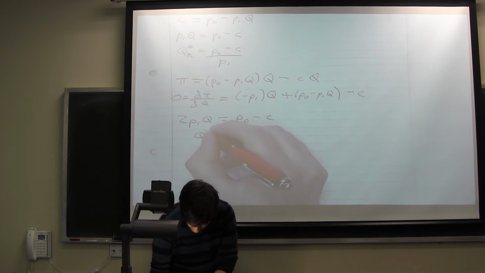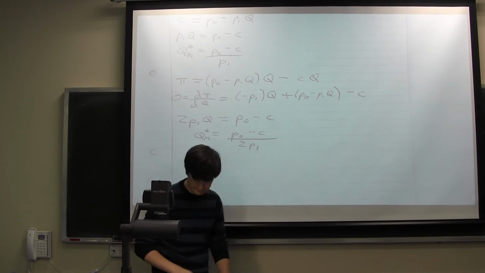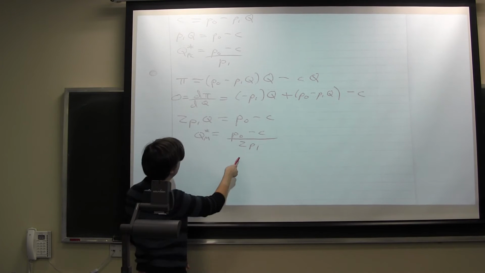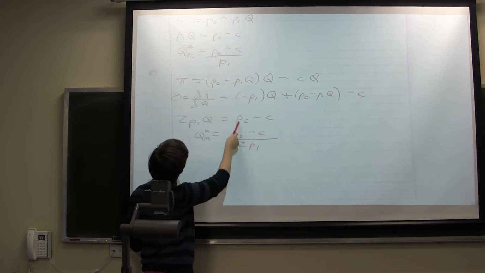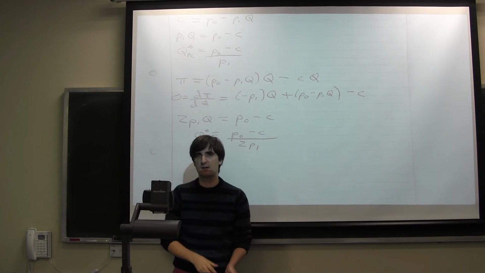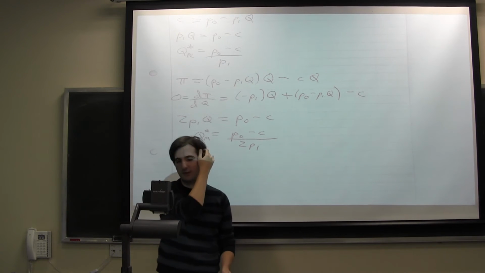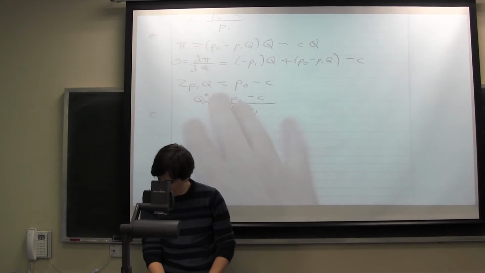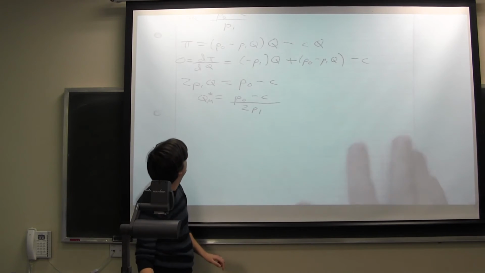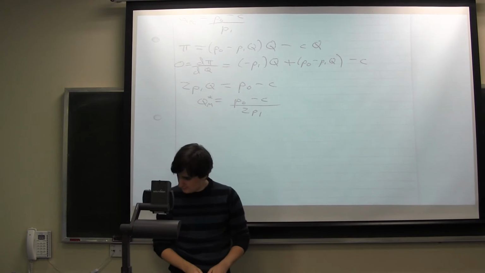Okay, so let's call this Q_M for monopoly. And what you see is that the monopoly quantity is half the perfect competition quantity. It's a general result with linear demand. So this is stuff that you saw before in the first lecture.